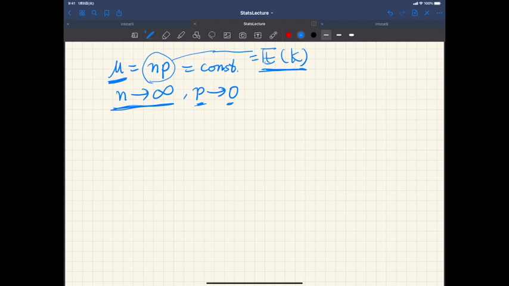So that's how we can understand Poisson distribution as a limiting case of the binomial distribution where the probability p approaches 0 and the number of trials approaches infinity.